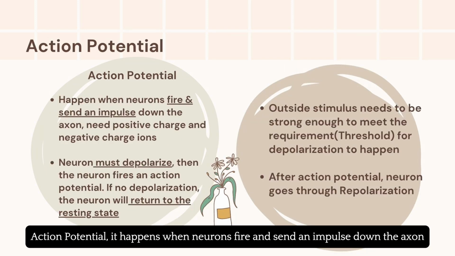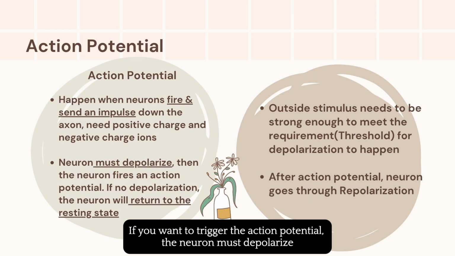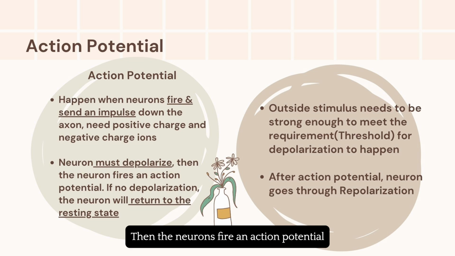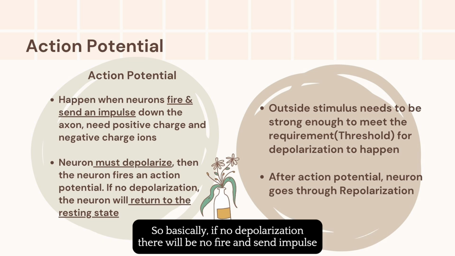Action potential happens when neurons fire and send an impulse down the axon. It needs both positively and negatively charged ions. If you want to trigger the action potential, the neuron must depolarize. Then the neuron fires an action potential. If there is no depolarization, the neuron will return to the resting state. So basically, if no depolarization, there will be no firing and no impulse sent.